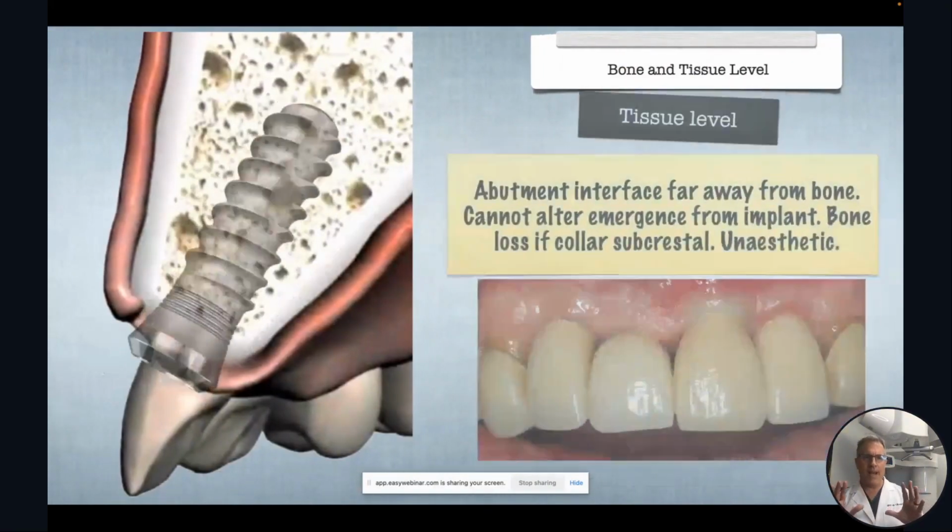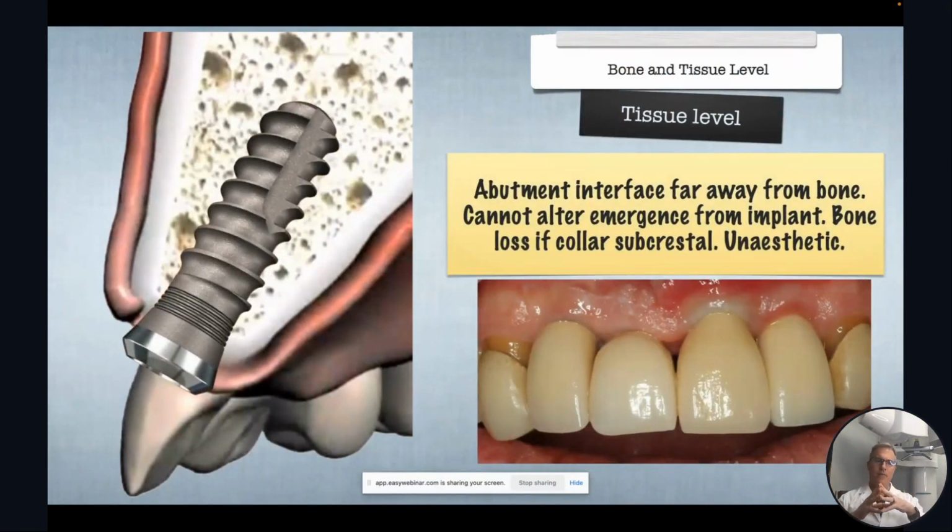So we have 3 kind of zones to manage, right? We have the bone, we have the tissue, and we have that restorative connection. So if you want an implant that is just never going to loosen up, that's probably going to have great bone all the way around it, use a tissue-level implant. Now, I don't. And the reason why is they're ugly.